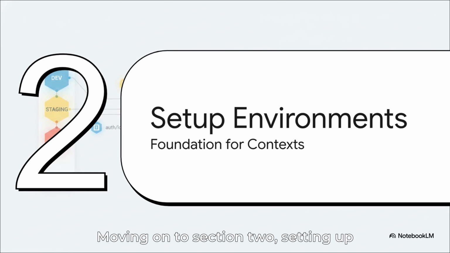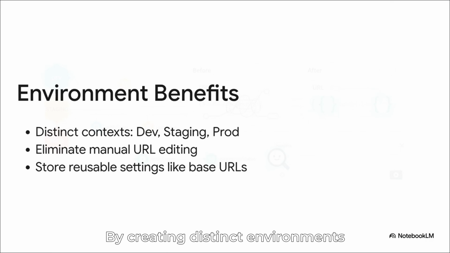Moving on to section 2, setting up Postman environments, which is really your foundation for different contexts. By creating distinct environments for development, staging, and production, you essentially transform from a manual URL paster into a highly efficient troubleshooter. So what is an environment in Postman?